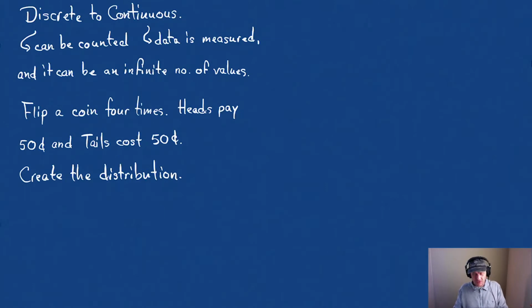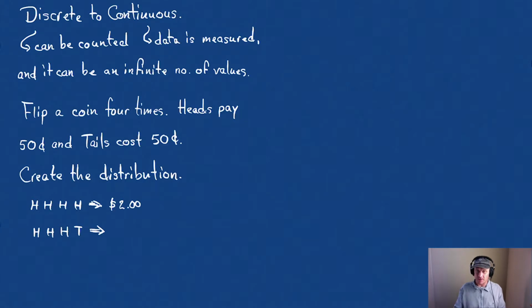Let's just think about this. If I was so lucky as to get 4 heads, each head would pay me 50 cents, and so this would give me $2. I'm not going to write the dollar sign; we'll just write 2, or 1, or whatever it might be. Now let's say I only got 3 heads this time, like the first 3 heads in a row, and then a tail. How much money do you get from that, or do you pay?